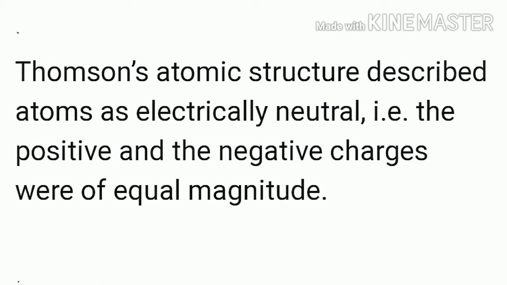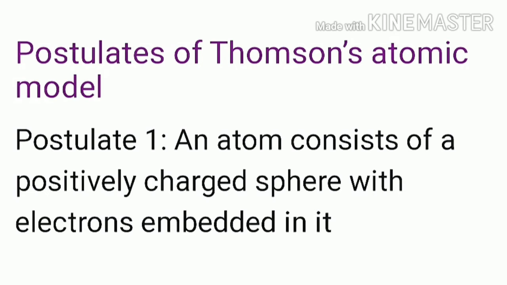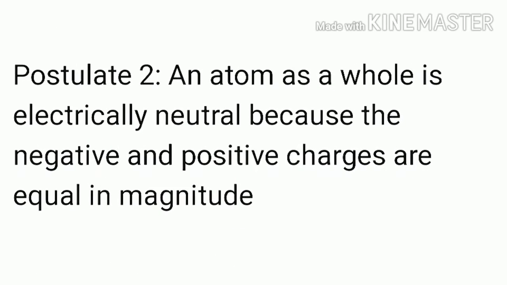Thomson's atomic structure described atoms as electrically neutral, that is, the positive and the negative charges were of equal magnitude. Postulates of Thomson's atomic model. Postulate first. An atom consists of a positively charged sphere with electrons embedded in it. Postulate second. An atom as a whole is electrically neutral because the negative and positive charges are equal in magnitude.